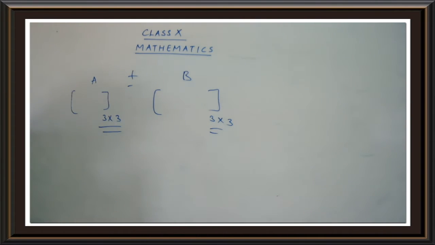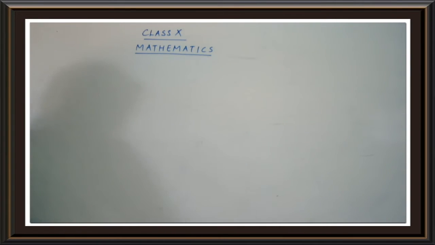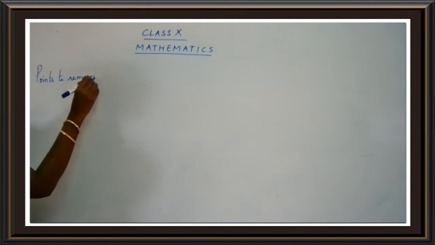3.18. I hope this is the last. Yes children? So we have one more exercise, that is a multiple choice questions, but exercise 3.18. Okay. We'll start with 3.18. Have you taken down your classwork children? Okay. So give the heading points to remember. You are going to write the points to remember along with me. So points to remember.